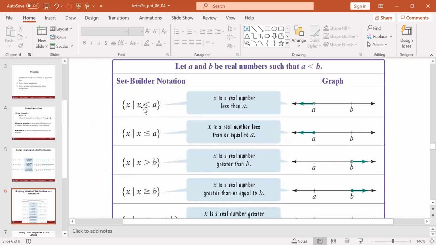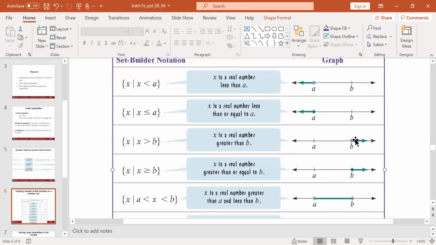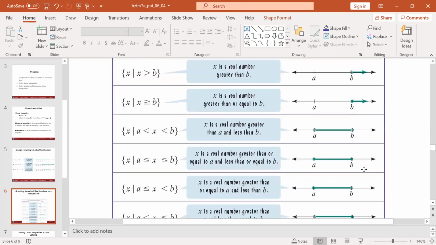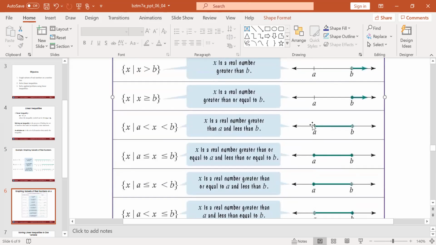So you're saying all X such that X is less than some number A. It'll look like this. Open circle, because it's got to be strictly less than, shade to the left. Here, this is X less than or equal to A, so we use a closed, filled-in circle, shade everything to the left. And so on and so forth. You can do all things greater than a certain value. You can do things in between, and you can have open circles on both. That would look like this.